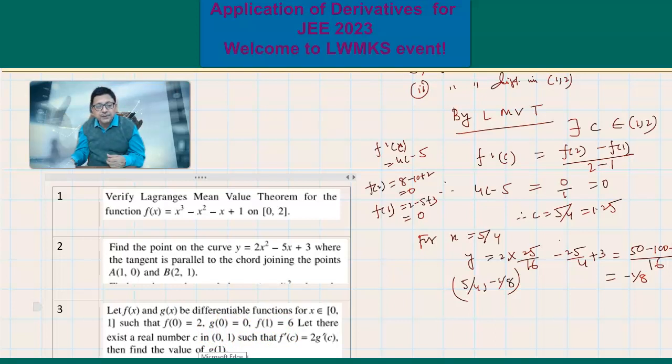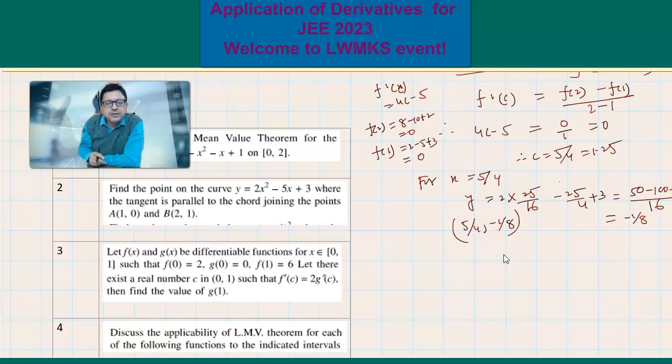Then your problem is to find there exists a number c in between this such that f dash c equal to 2g dash c. Now for our sum, that value of f dash c also is such that f dash c equal to 2g dash c. Given this, they ask you to find g1. How will you start for this sum?